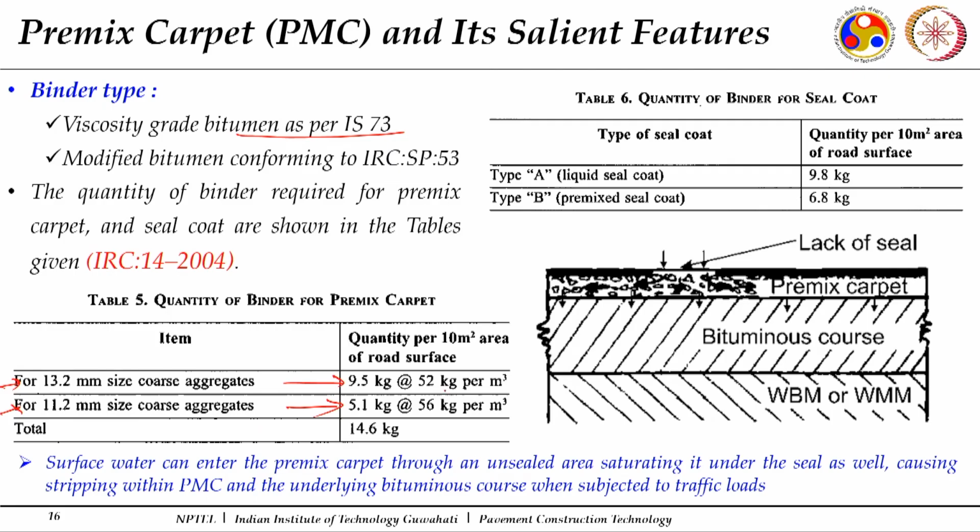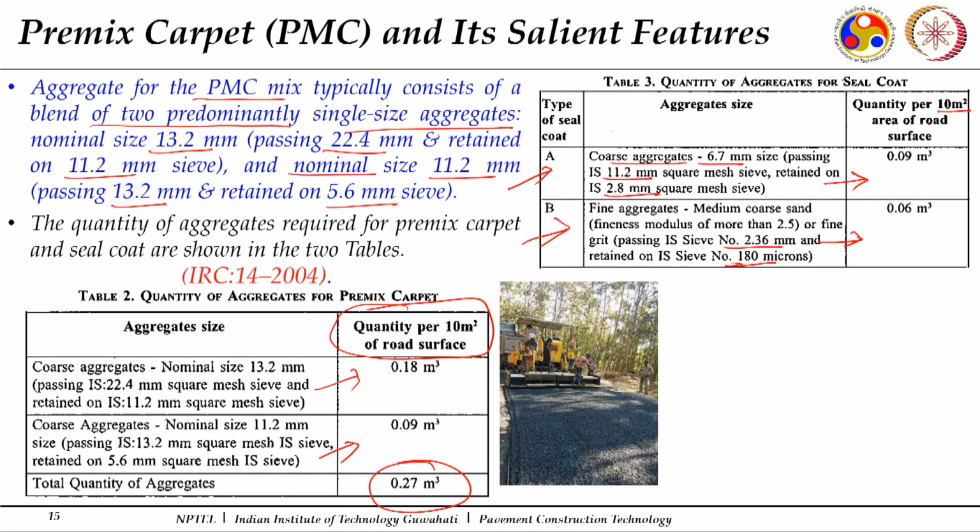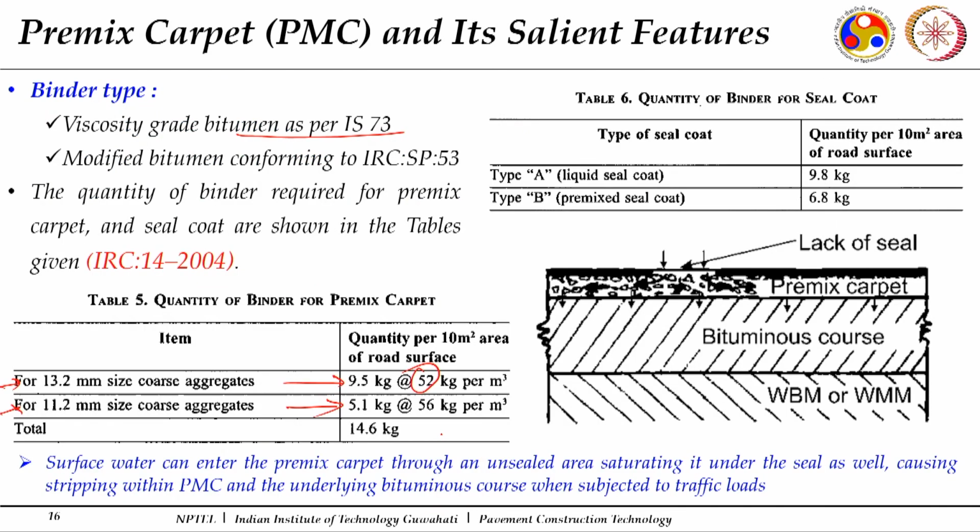It says that you require around 52 kg of binder per meter cube. That means, because there we were using the quantities of 0.18 meter cube and 0.09 meter cube, in the 10 meter square area you use 9.5 kg and 5.1 kg. So you will be using around 14.6 kg of binder in that 10 meter square area to produce that open graded premix. And once that is laid, then comes the seal coat.